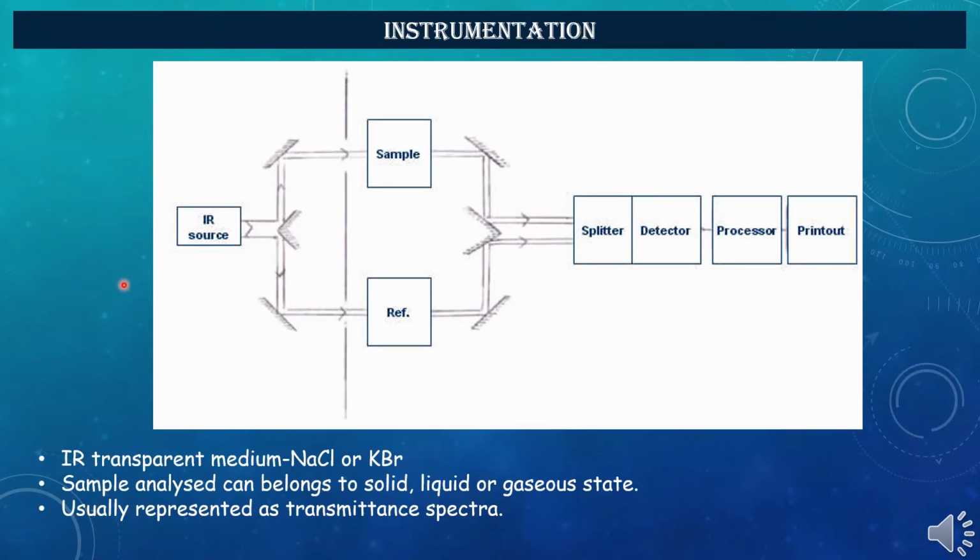This is the schematic diagram of IR instrument. Broadly it is divided into four parts: source, monochromator, sample and detector. Source is always some form of filament which is maintained at red or white heat by an electric current. Usually two common sources are used: Nernst filament or Glauber filament. Next one is optical path or monochromator.